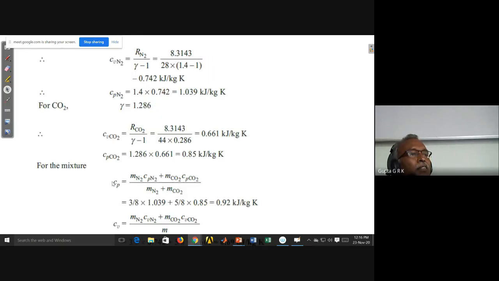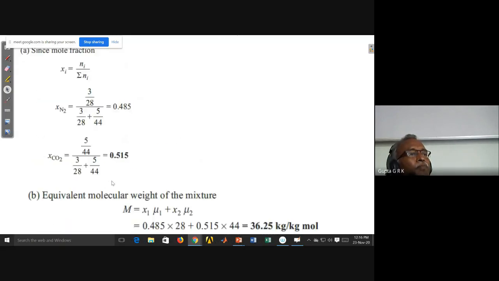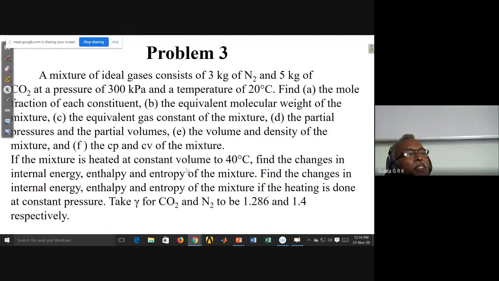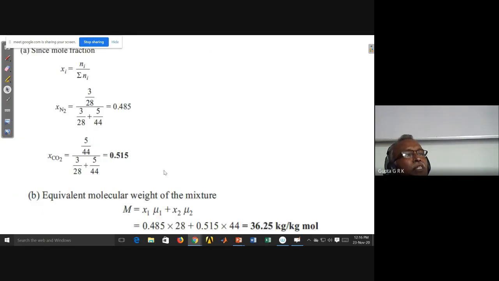And there is an extension to the problem. If the mixture is heated at constant volume to 40 degrees centigrade, find the changes in internal energy, enthalpy, and entropy of the mixture. So we have to find out m Cv dT. T1 and T2 are given; it is increased from 20 degrees to 40 degrees. The Cv is already calculated and the mass is known.